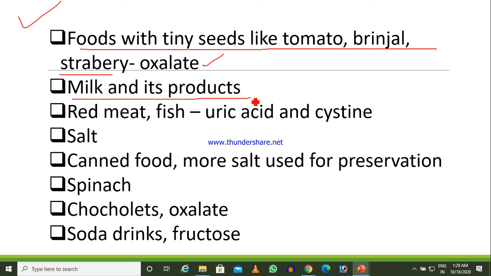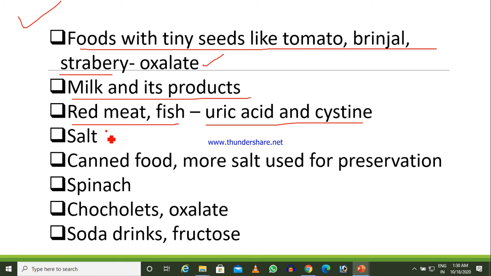Then you take the milk product, milk, because milk is enriched with calcium, milk, cheese and all the sweets, you should avoid. Definitely red meat and fish like your mutton, beef, country chicken, Vanjaram fish, this is a red fish. So plenty of proteins are there, which will increase the uric acid and the cysteine, the possibility to develop the renal stone.